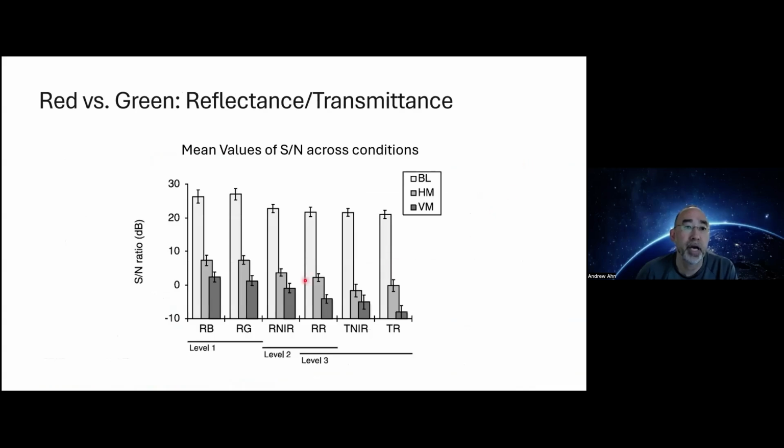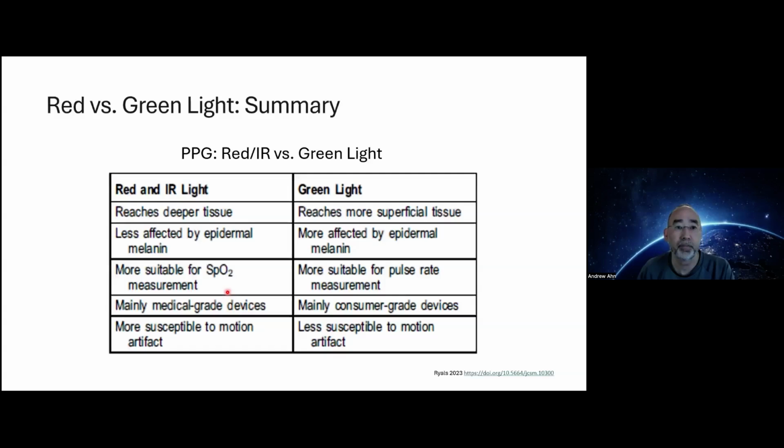And this has been calculated out and demonstrated as the mean values of signal to noise across the different conditions, across reflectance versus transmission, and also the color lights being blue, green, red, and infrared. And you could see here that overall, the signal to noise ratio is higher in the reflectance mode for both the blue and green, and diminished for the red and infrared. And you can see that even for the horizontal movements, so this is baseline, horizontal and vertical movements, certainly the reflectance of the green and blue does the best in terms of obtaining better signals.